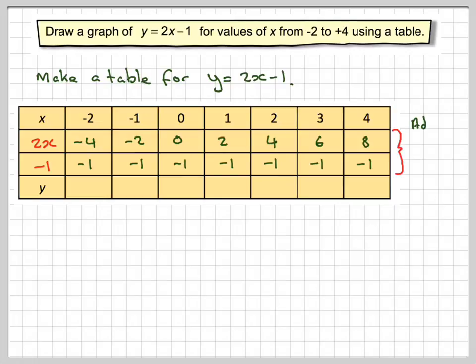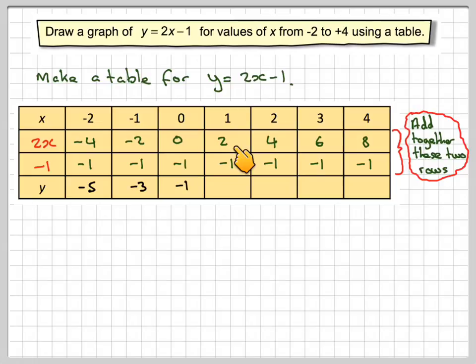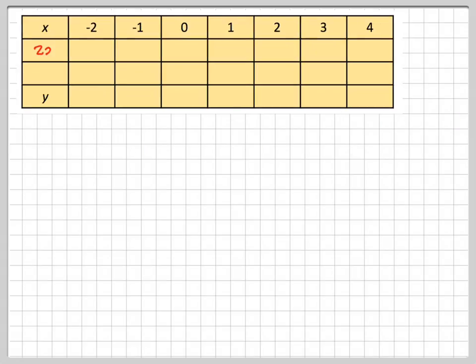Right, to find the y coordinates, all we need to do is look at these two rows up. We ignore the first row, we just add the two middle rows up. So we've got minus 4 plus minus 1, which is minus 5, minus 2 plus minus 1, which is minus 3, 0 plus minus 1, which is minus 1, 2 plus minus 1, which is 1, 4 plus minus 1, which is 3, 6 plus minus 1 is 5, 8 plus minus 1 is 7. Right, so just drawing those out.